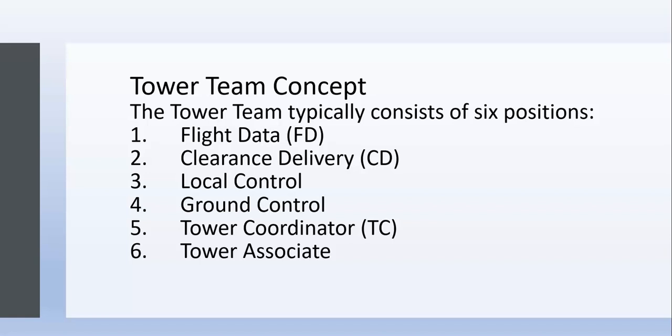So this is a typical team in the air traffic control tower. This is very important to remember. The tower team concept consists of 6 positions. Again, flight data, clearance delivery, local control, ground control, the tower coordinator, and what's called a tower associate. The tower associate provides help wherever it's needed. So if the local control member of the team needs help, the tower associate can step in.